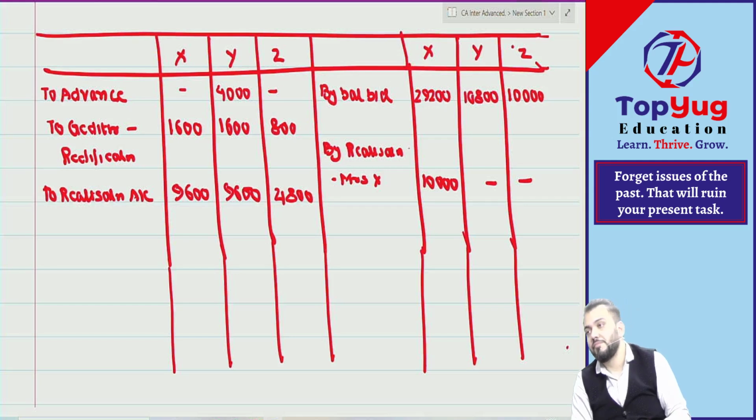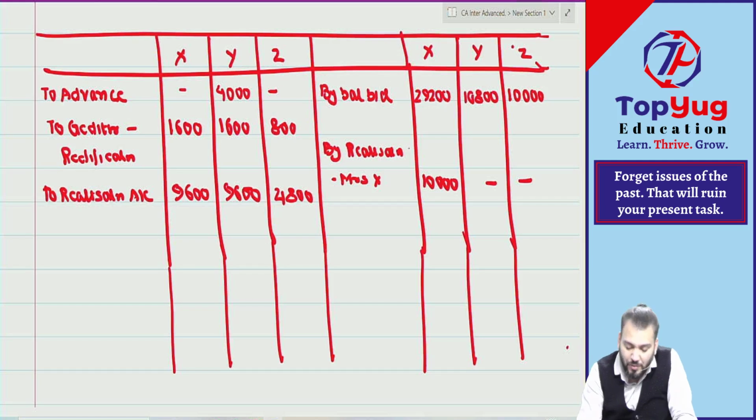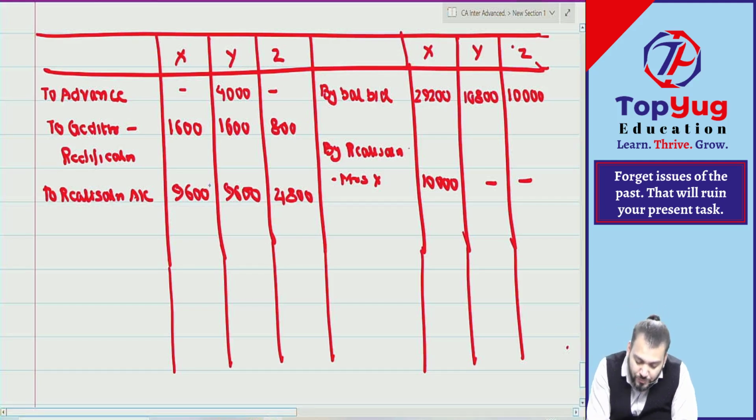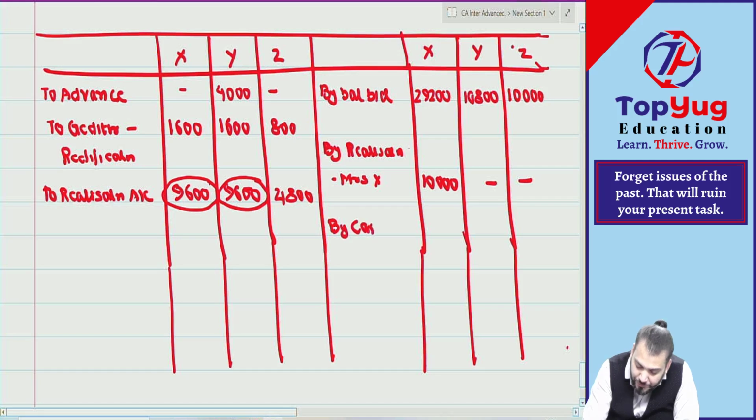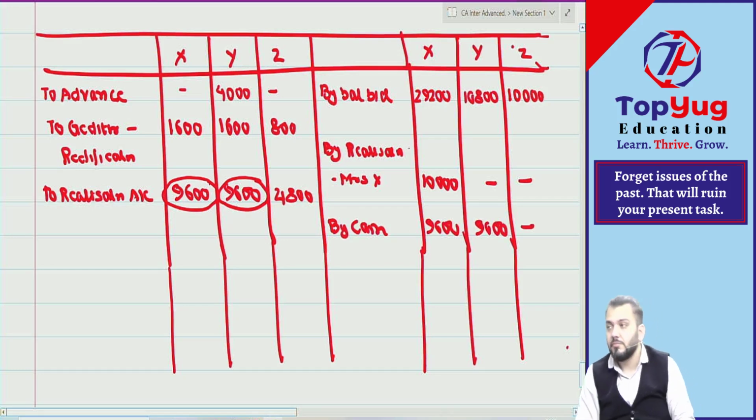Simple. Then the last, distribution. Tell me, what is the principle here? The solvent partners will bring in cash equal to their share of the realization loss. So how much will they bring? So by cash, 9,600 and 9,600 they will bring. Correct.